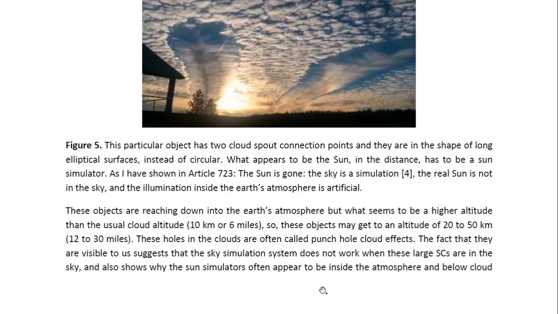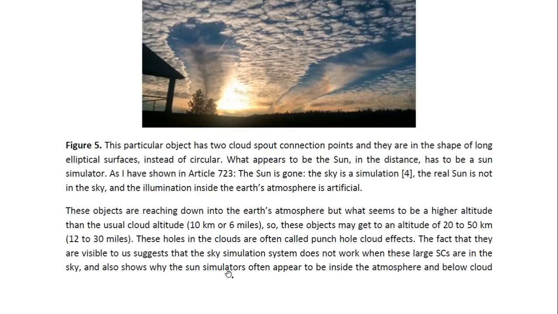And these objects are reaching down into the Earth's atmosphere, but what seems to be a higher altitude than the usual cloud altitude, which is 10 kilometers or 6 miles. So these objects may get to an altitude of 20 to 50 kilometers from the surface of the Earth. That's 12 to 30 miles. They do appear to stay much higher up than the satellite cores, which then create the rain clouds. These holes in the clouds are often called punch hole cloud effects.